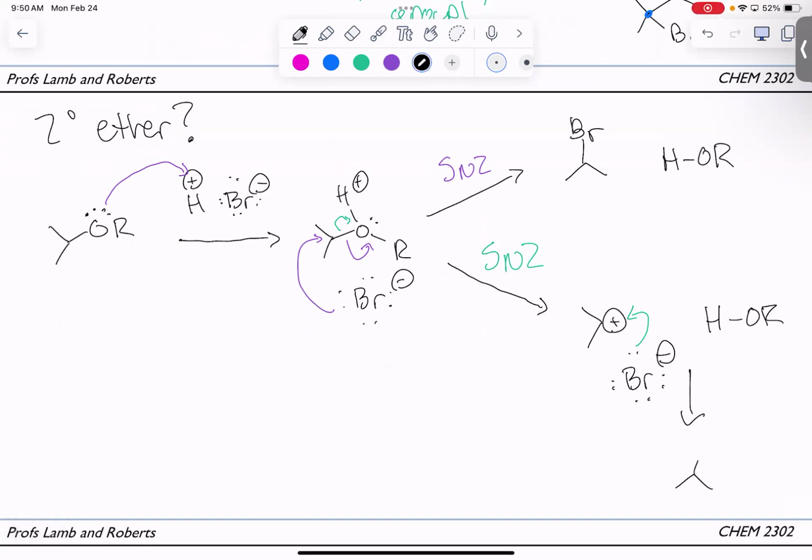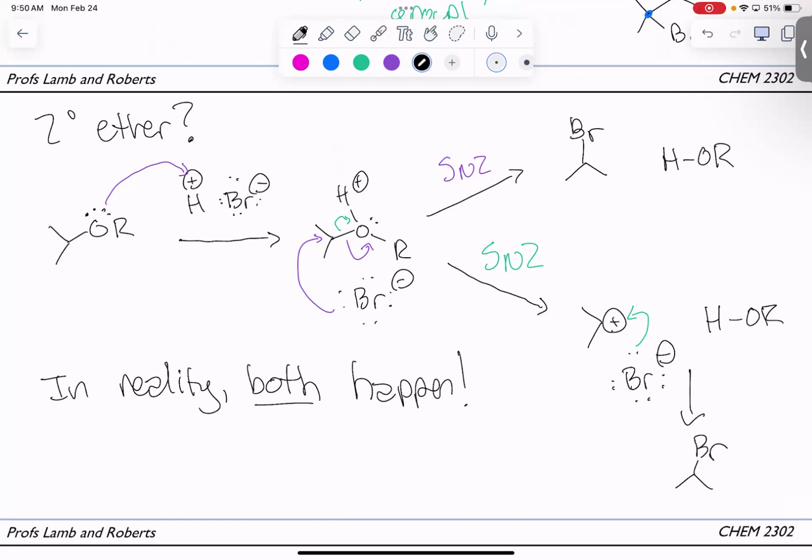So what happens in reality? In reality, it's a mixture of both. Right, and we know this from our rules regarding SN1 and SN2. Secondary carbocations are not as stable as tertiary carbocations, so that slows it down a little bit. But secondary electrophiles are not as good as primary in terms of the steric hindrance.